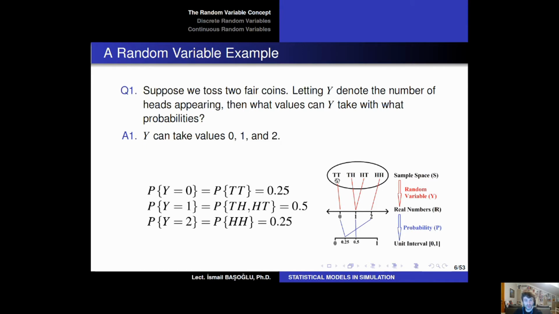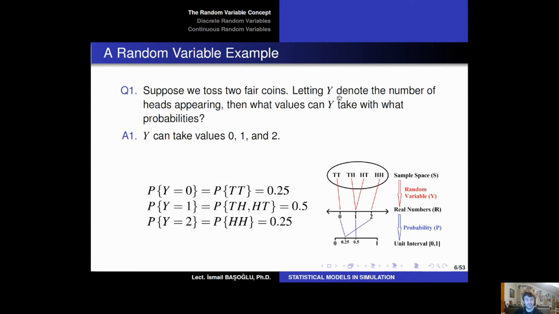These are going to be double tails, double heads, first getting a tail then head, or first getting a head then tail. Now we know that in this sample space, each of these outcomes are equally likely to occur because we have fair coins.